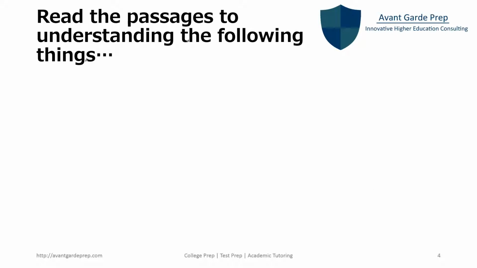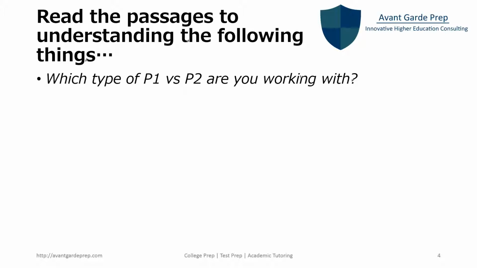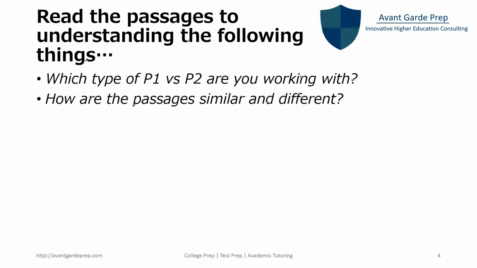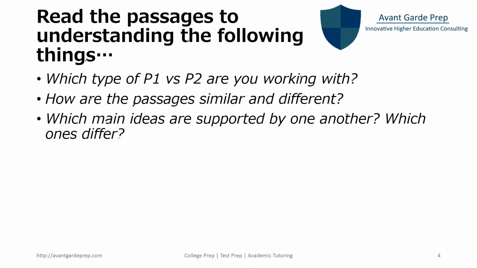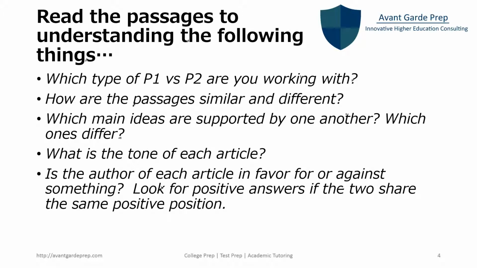Okay, so when we're reading paired passages, we're doing them to understand the following things. We're going to ask ourselves, which type of passage 1 versus passage 2 are we working with of those last four that I just described on the previous slide? How are the passages similar and how are they different? Which main ideas are supported by one another and which ones differ? What is the tone of each article? And is the author of each article in favor for or against something? So we're looking for them to share the same position on something if possible.